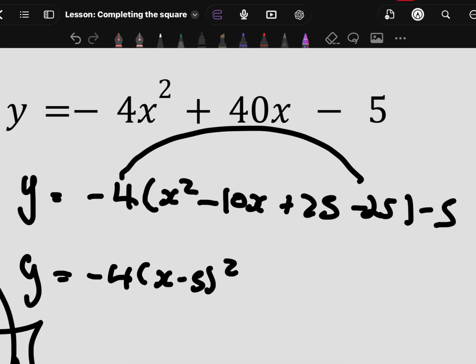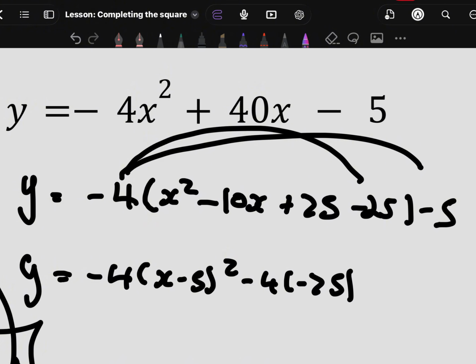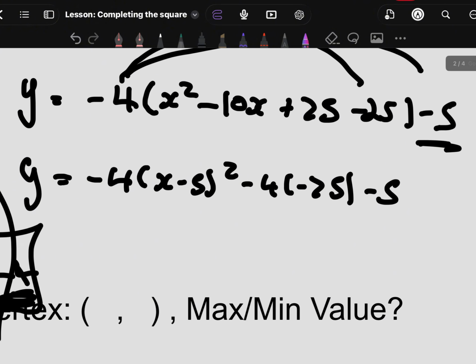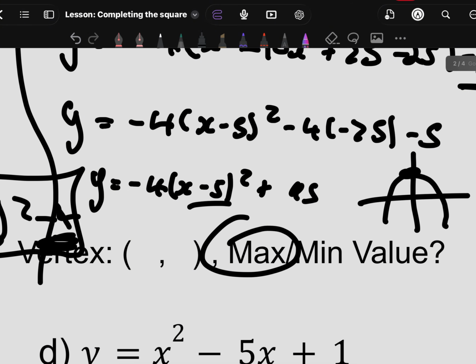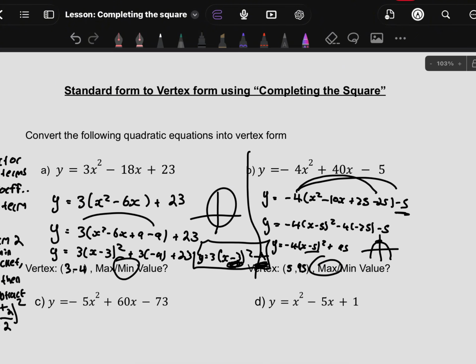And then we distribute this as the next step, which is negative 4 times negative 25. And then we take that remainder negative 5. Now this gets us negative 4 times negative 25 minus 5, which is plus 95. And if you look, it's actually a negative, so that means it's a sad face, and that means it's a maximum. And this gets us, we take the opposite of this, 5, 95. And that is our vertex.